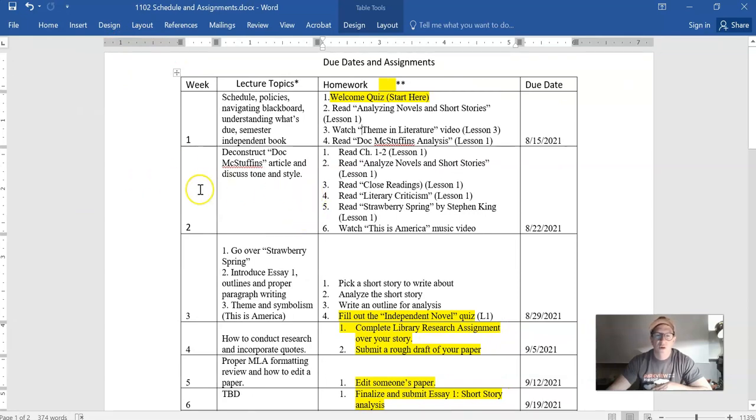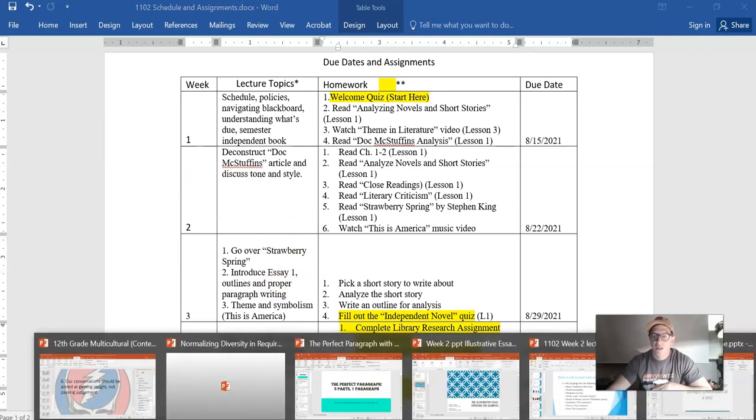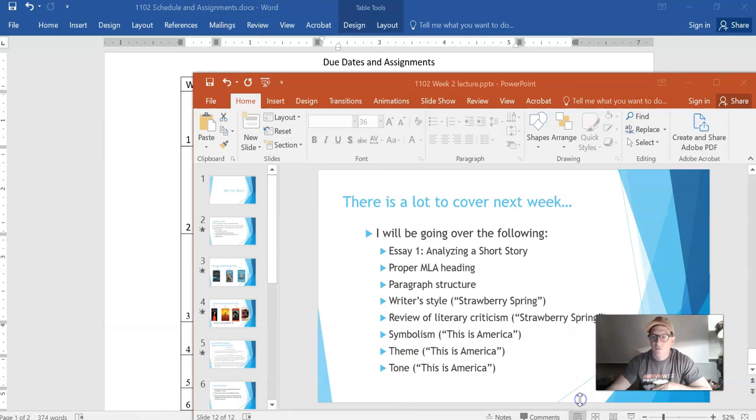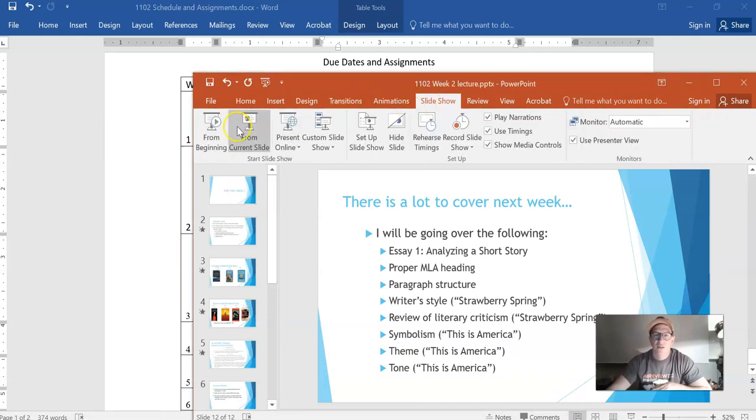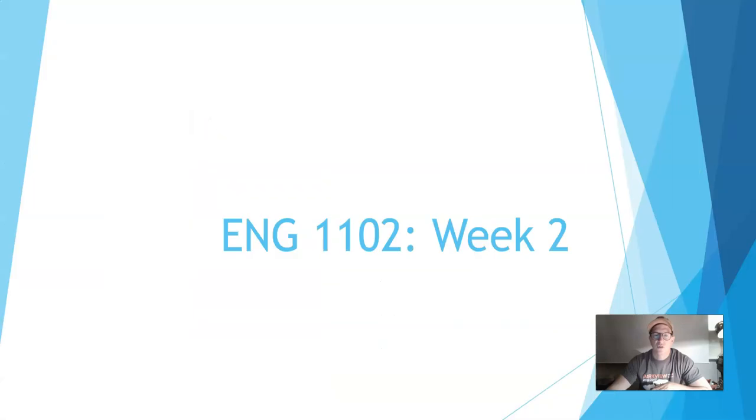Today you would know that we are looking at the Duck McStuffins article, and I'm actually not going to discuss tone and style today. I'm going to push that till next week. This week I'm going to discuss literary criticism. So, some of these things change a little bit in my lecture topics as I go through the course and see what people really need, what would be better. Alright, so let's get into the slideshow.